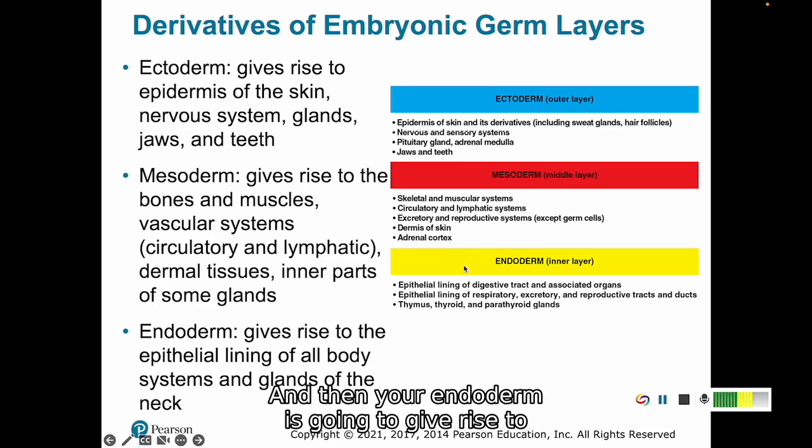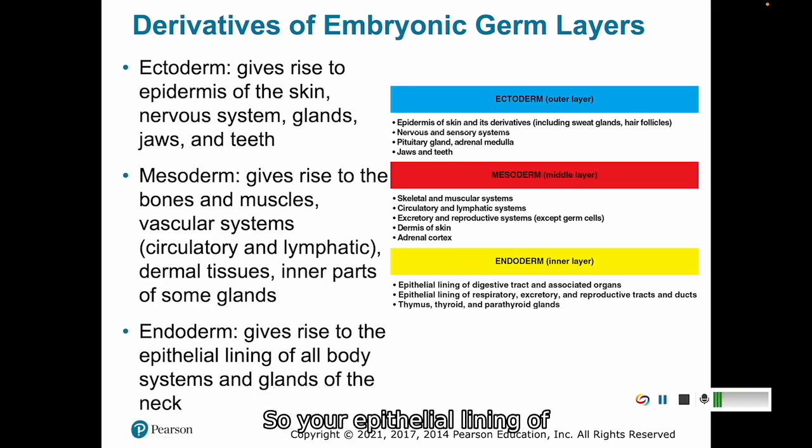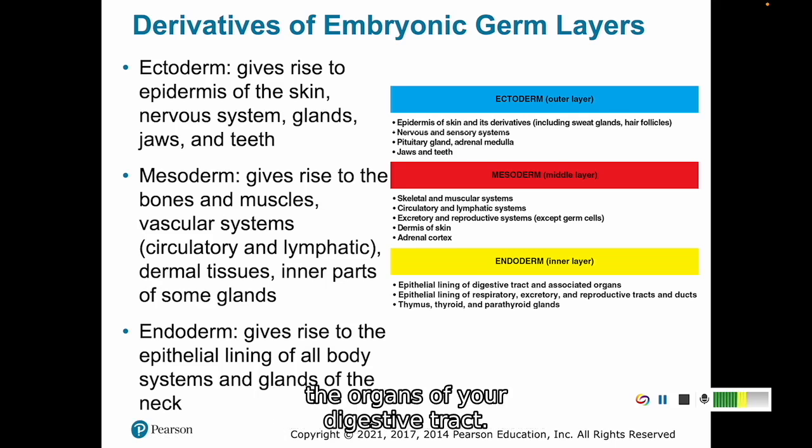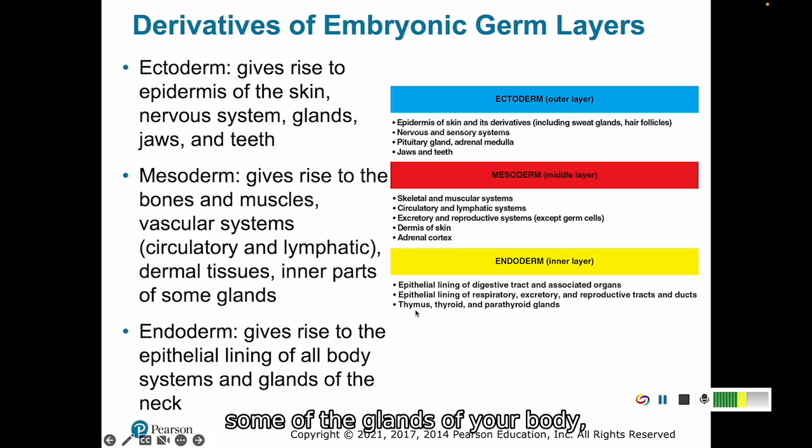And then your endoderm is going to give rise to the cells that line your body systems, so your epithelial lining of your digestive tract and the organs of your digestive tract, the epithelial lining of your respiratory, excretory, and reproductive tracts and ducts. And it'll also give rise to some of the glands of your body, your thymus, your thyroid, and your parathyroid glands.